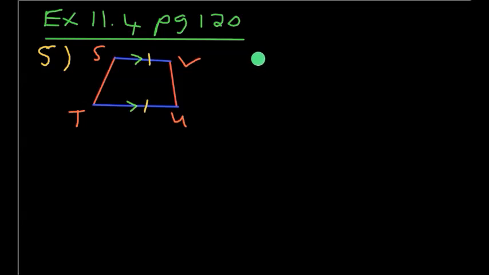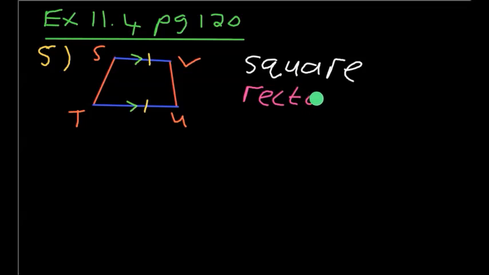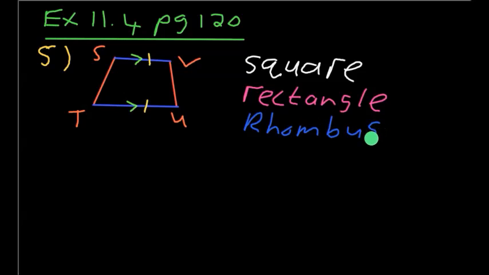We have the square, we also have the rectangle, then we have the rhombus, and then we have the parallelogram.